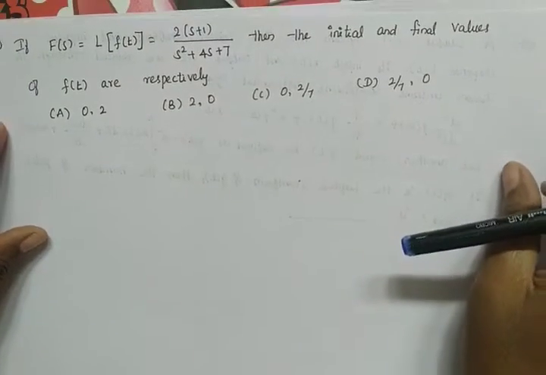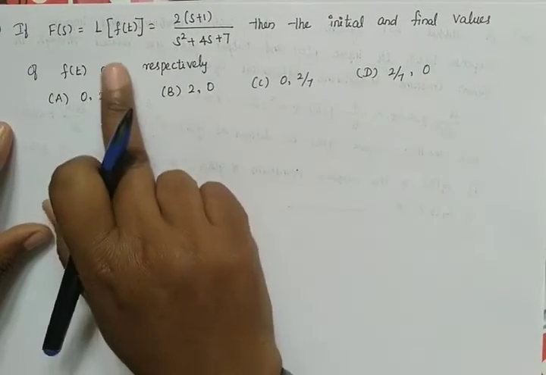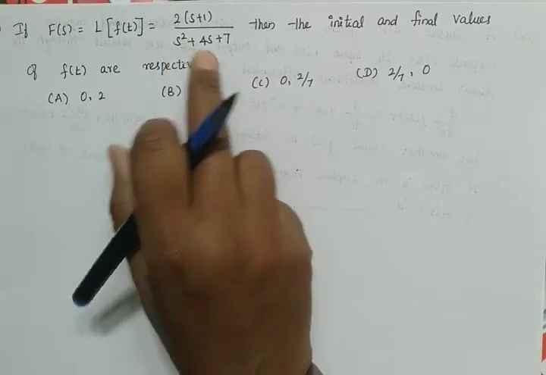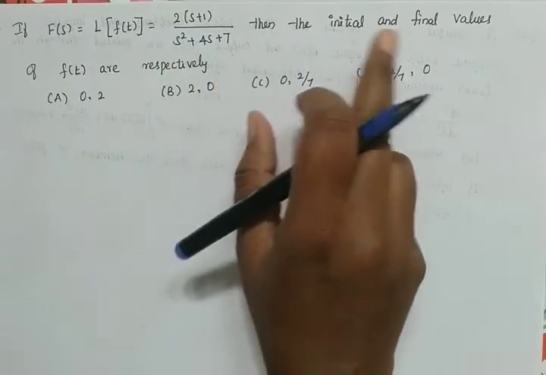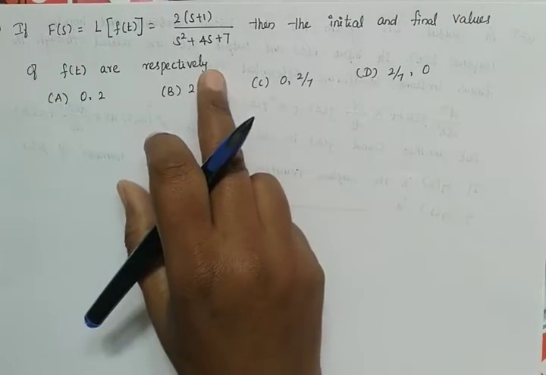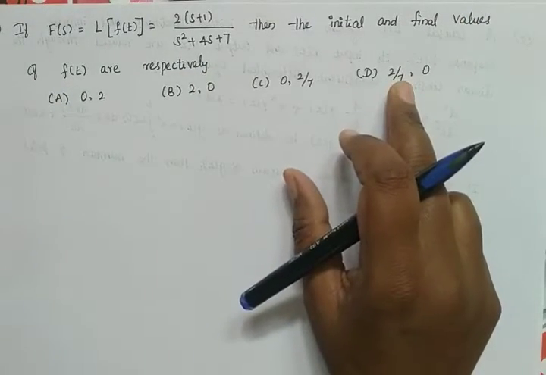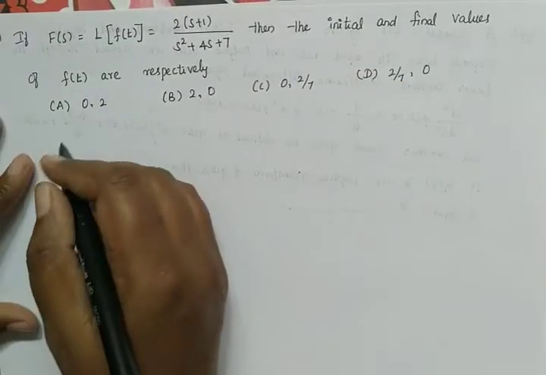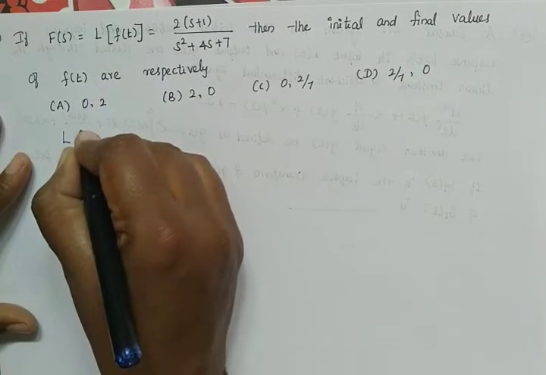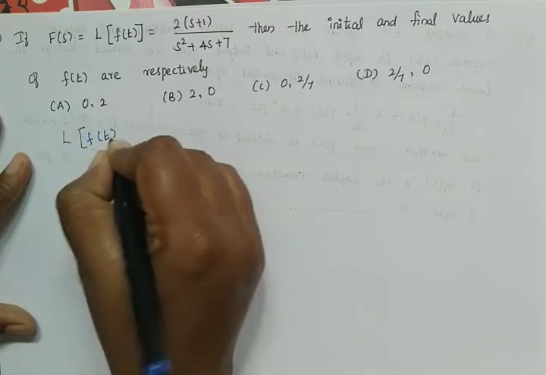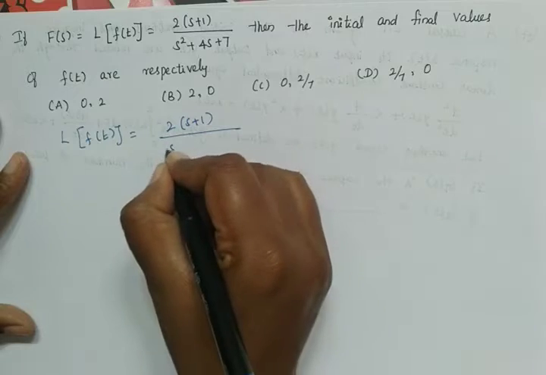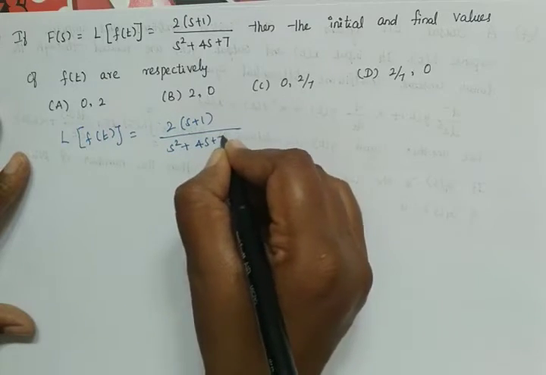If F of s is equal to the Laplace transform of f of t, which is equal to 2 into s plus 1 by s square plus 4s plus 7, then the initial and final values of f of t are respectively. So these are the options given here. Now we have to find the answer for this. So what is given here? Laplace of f of t will be equal to 2 into s plus 1 divided by s square plus 4s plus 7.